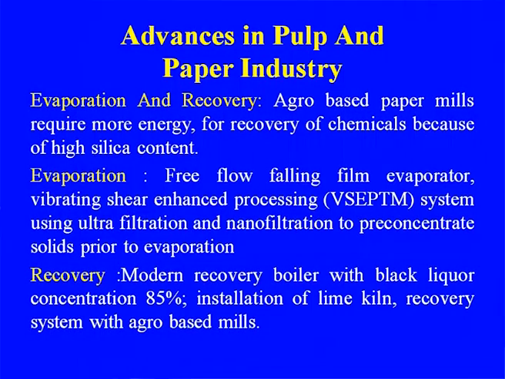Evaporation recovery also has seen advancement. Agro-based mills require more energy to recover the chemicals because of the high silica content. In conventional evaporation, you cannot go beyond 30-35% black liquor, whereas in the case of bamboo-based and hardwood-based mills we can go to around 45% concentration of the black liquor.